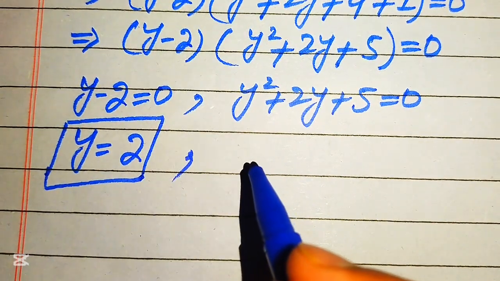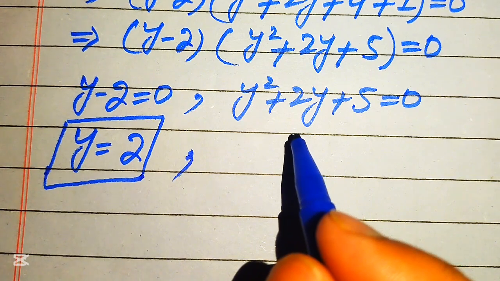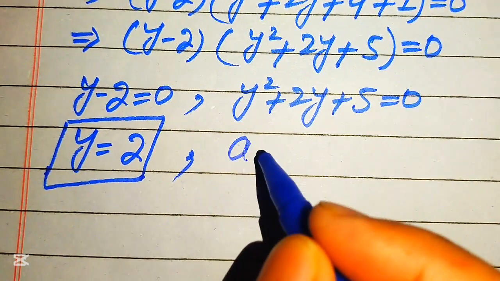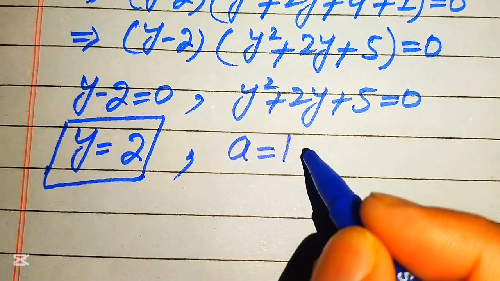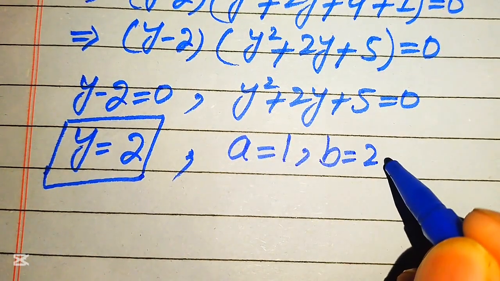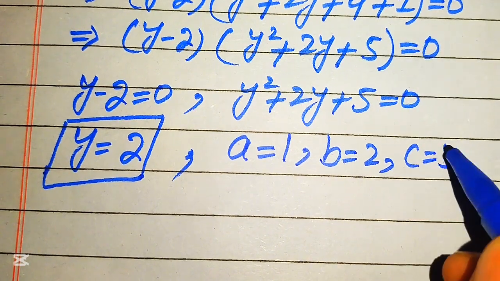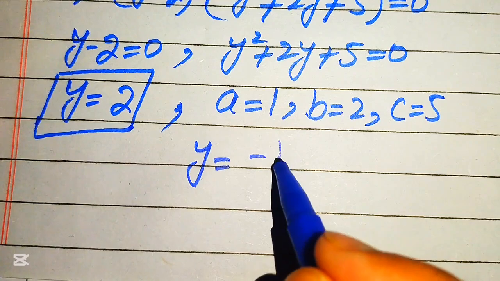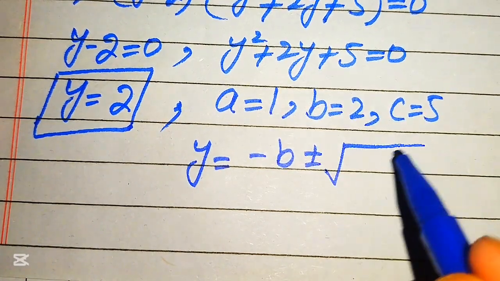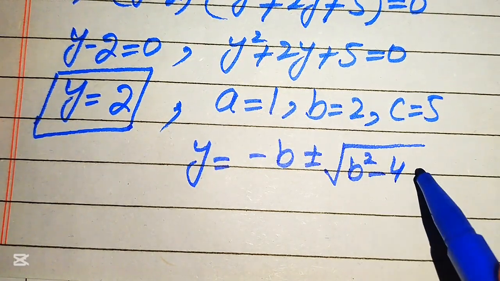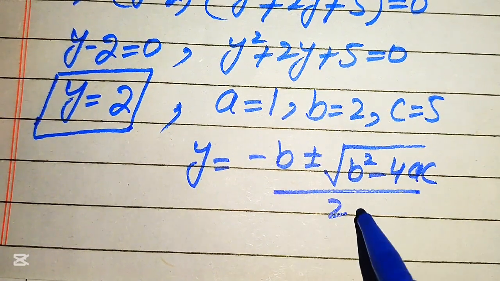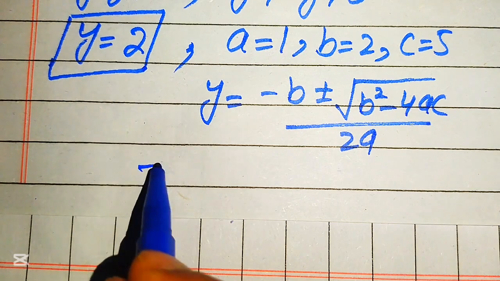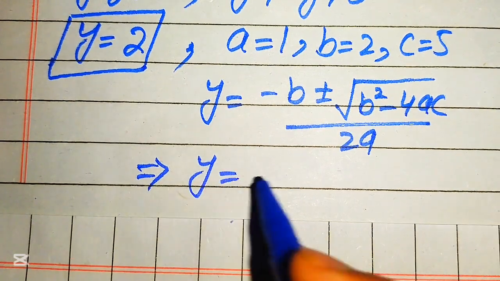And now in order to find the other roots we need to solve this quadratic equation. So for this we can apply the quadratic formula here. First we write the coefficients of this equation: a equals 1, b equals 2, and c equals 5. And we state the quadratic formula as y equals minus b plus minus square root of b square minus 4ac, divided by 2a.